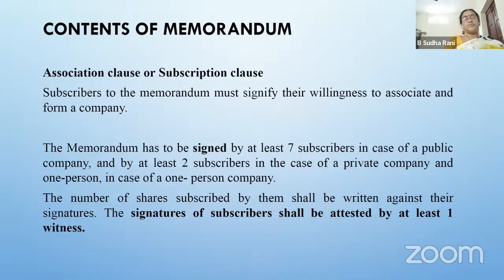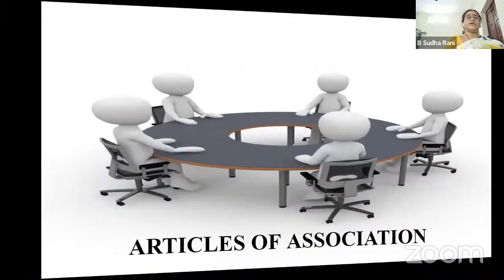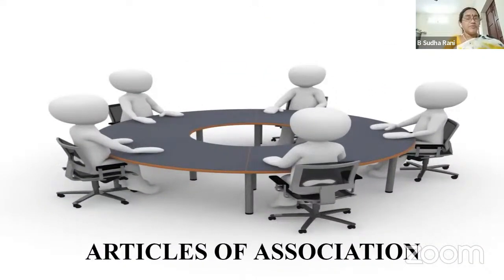That's about the memorandum. Alteration of this memorandum of association involves huge expense. That's the reason why companies take utmost care while preparing this document. The next document to be submitted at the time of incorporation of a company is the Articles of Association. Okay, so Articles of Association.